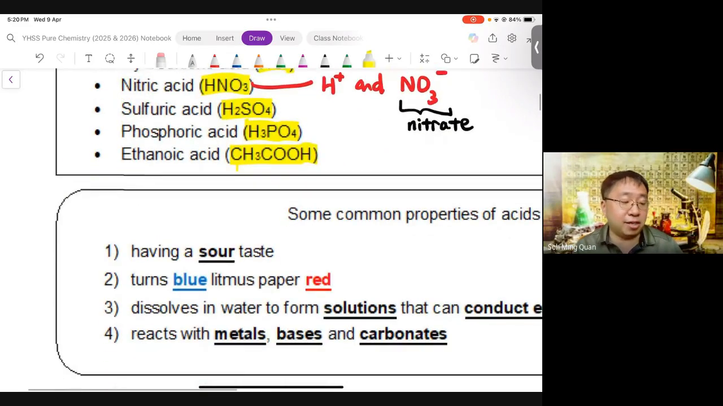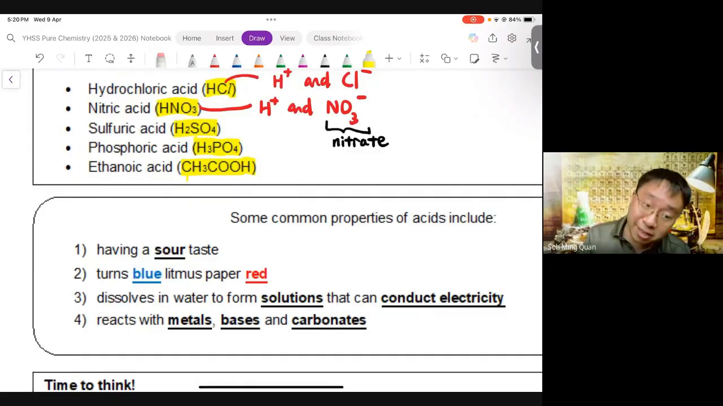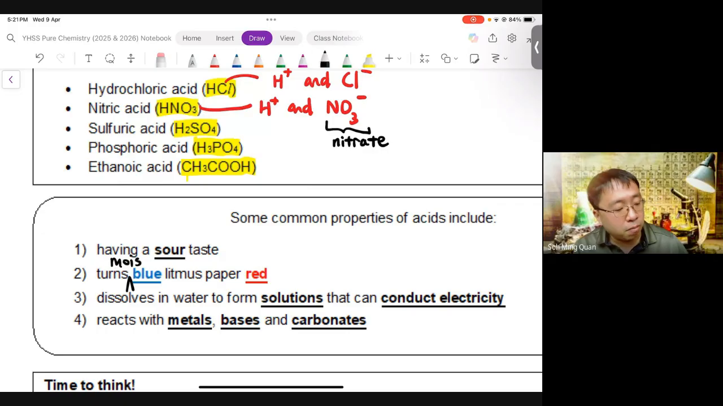Some common properties of acids that you have learned in Sec 2 include they have a sour taste. That's why sour fruits generally will contain a lot of acids. They turn blue litmus paper red, but perhaps let's add one more word. They turn moist blue litmus paper red. The litmus paper has to be moistened with some water before you start. Acids also dissolve in water to form solutions which can conduct electricity. We'll see why later on. And today, we will finish all 3 reactions of acids and learn how to balance equations. So this is the equivalent of, say, 3 lessons into 1 lesson today.